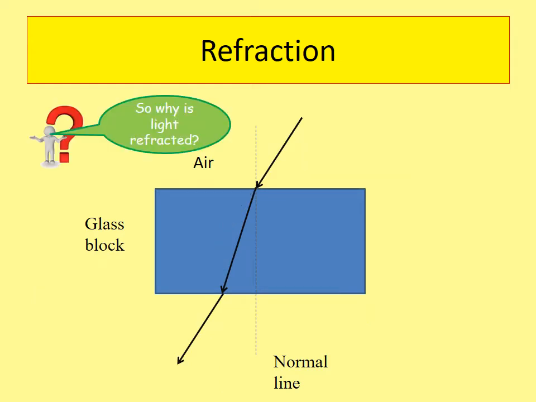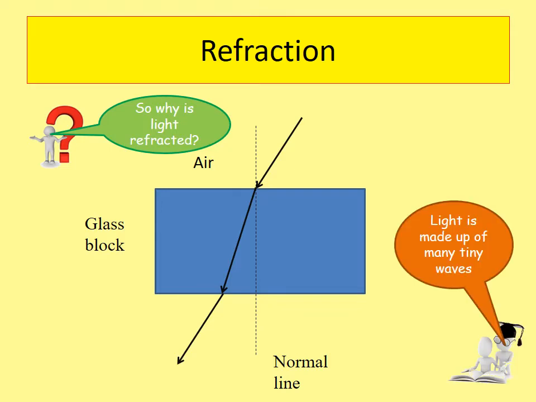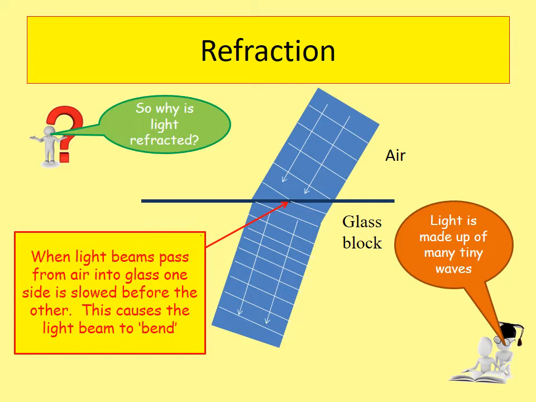So why is light being bent? We looked at that earlier in the unit when we went outside and did that little experiment, moving at different speeds. Light is made up of tiny little waves, at least for the purposes of this experiment. You've already looked at this previously in a previous presentation, how it does get bent. When light beams pass through the air into glass, one side is slowed before the other, and this causes the light beam to bend. That you see in the animation.